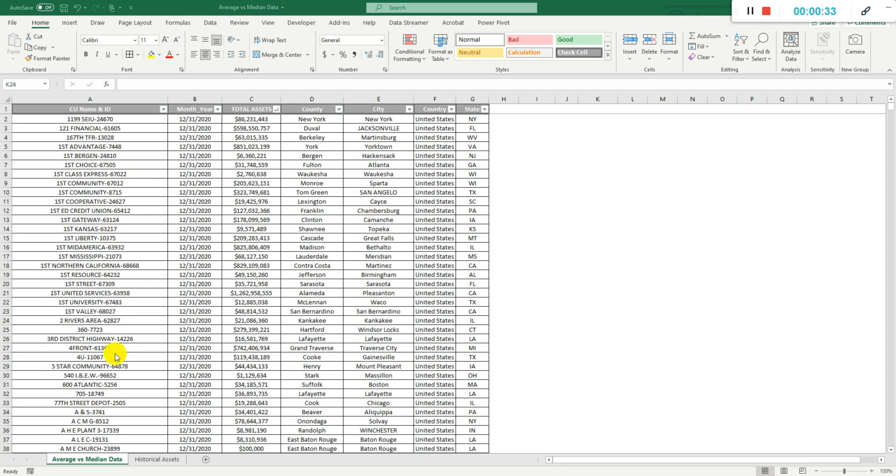We're going to use this data set. This data set consists of all credit unions in the US for the month of December 2020, end of the quarter, and of course, total assets. For example, this was the number of total assets for this credit union, and so on.